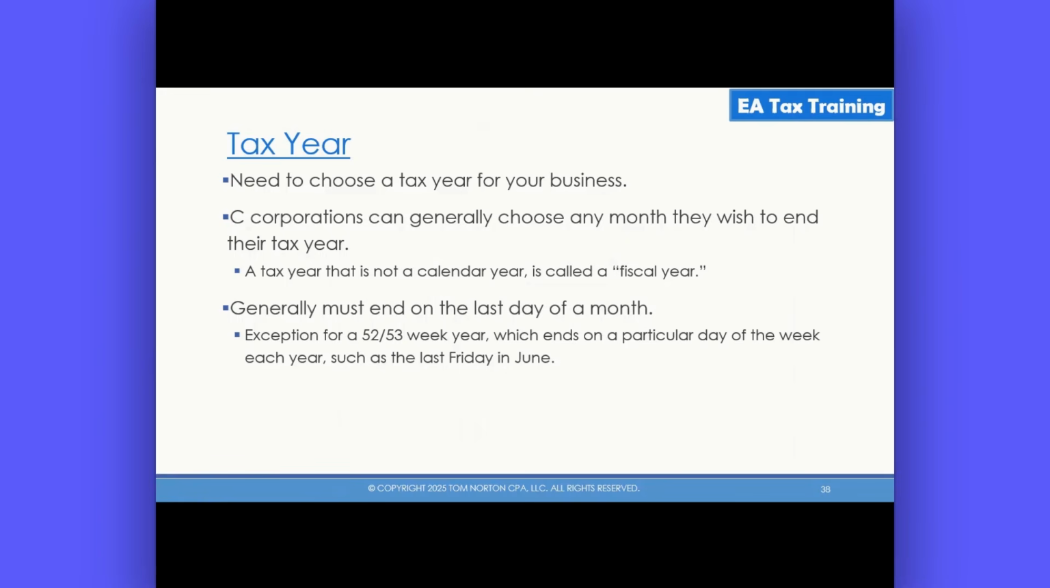There is one exception: something called a 52 or 53 week year. In that case, you do not have to end on the last day of the month. For example, you might say that our fiscal year ends on the last Friday in June. That can be the end of your fiscal year, even if that is not on June 30th. So you'll want to know that for the exam. You will see that once in a while out in the real world, but the vast majority of businesses will have a year end that ends on the last day of a month.